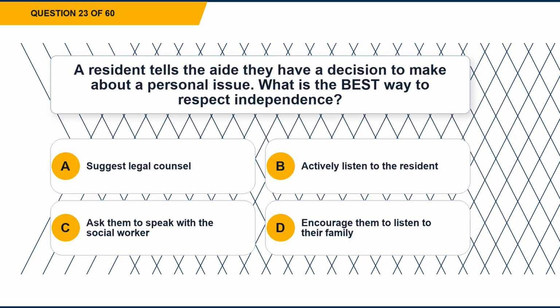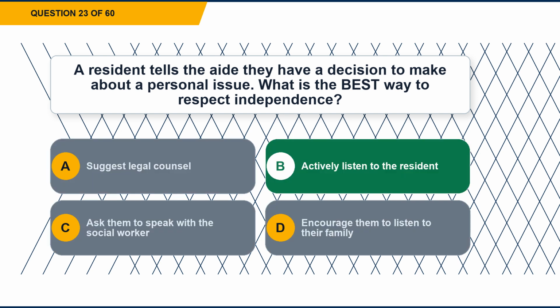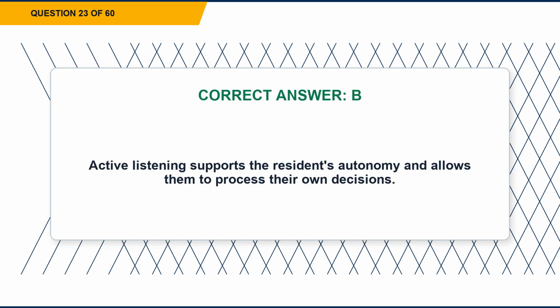Question 23. A resident tells the aide they have a decision to make about a personal issue. What is the best way to respect independence? Option A, suggest legal counsel. Option B, actively listen to the resident. Option C, ask them to speak with the social worker. Option D, encourage them to listen to their family. The correct answer is option B, actively listen to the resident. Explanation. Active listening supports the resident's autonomy and allows them to process their own decisions.